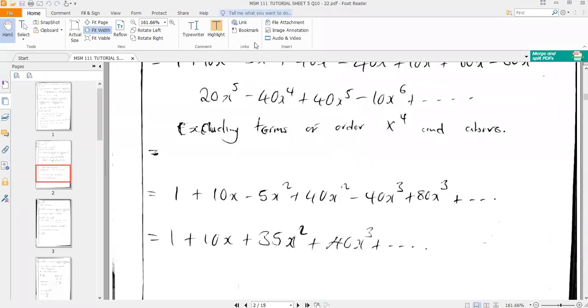So that's the final answer. When you reach that point, it means for question 11, you are done. You even get your full marks. You have expanded it. Is it clear, everyone? You can just text me, please.